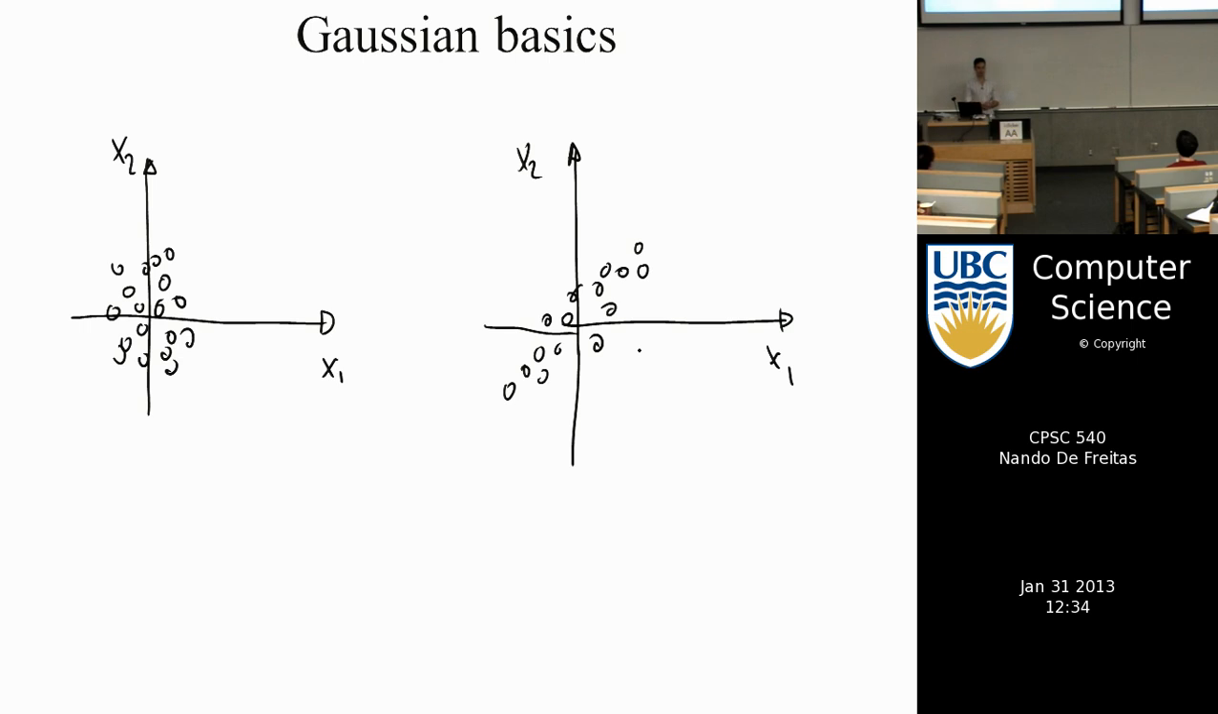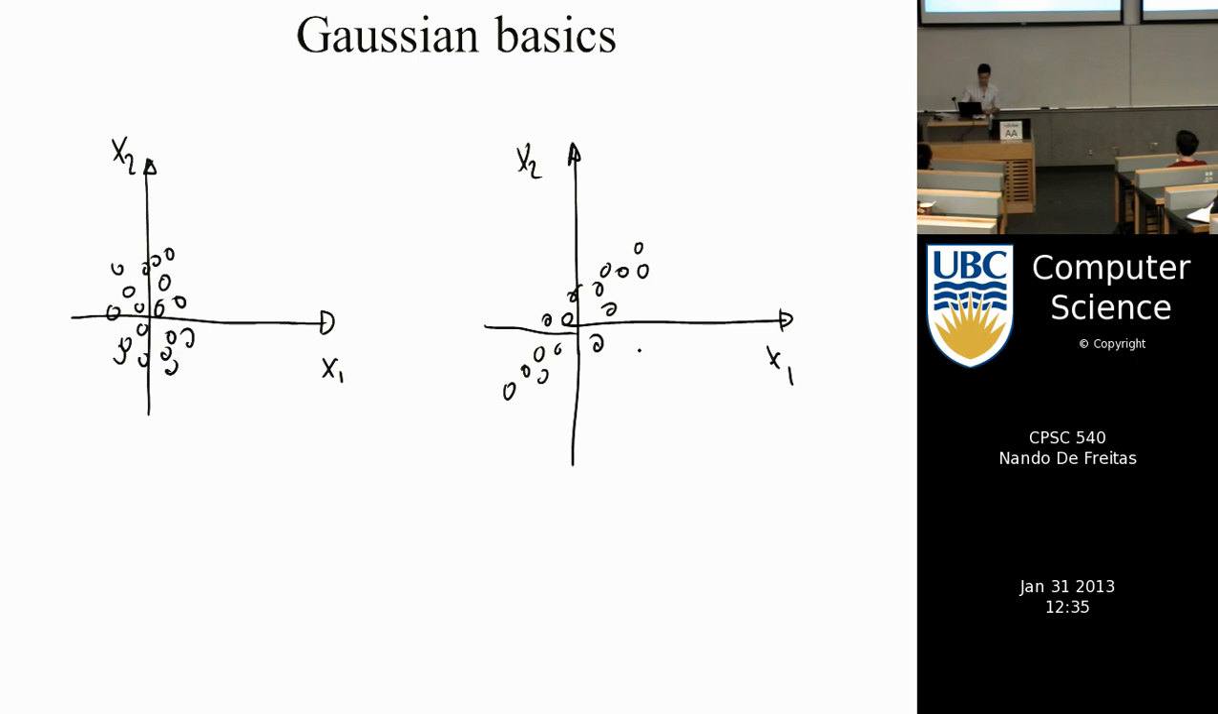Now, when we use multivariate Gaussians, we will essentially fit Gaussians to the data. The process of learning, in either the case on the left or the case on the right, is the process of fitting a Gaussian to those points. And hopefully that Gaussian describes those points.